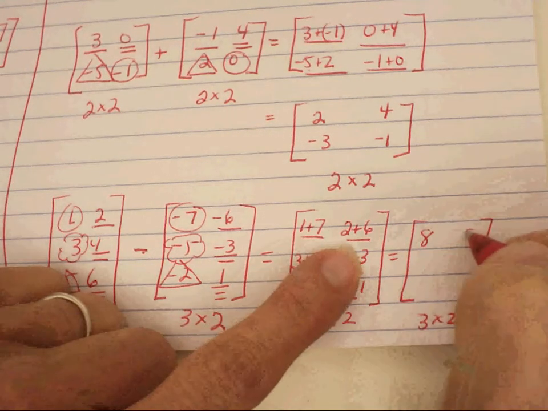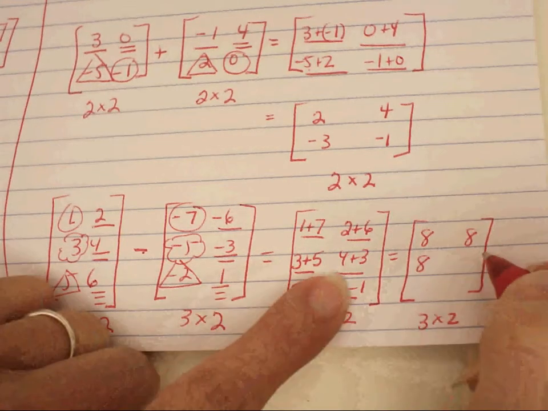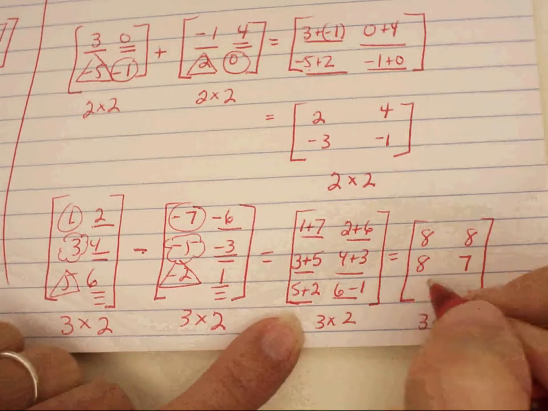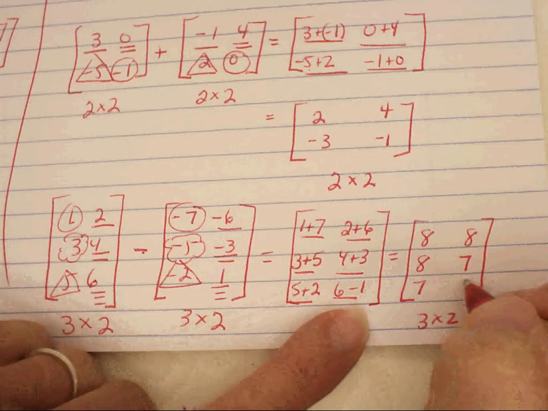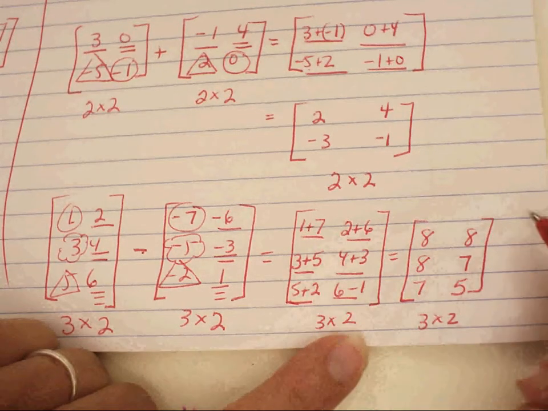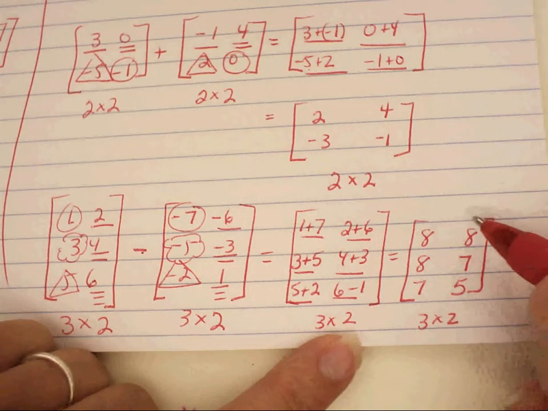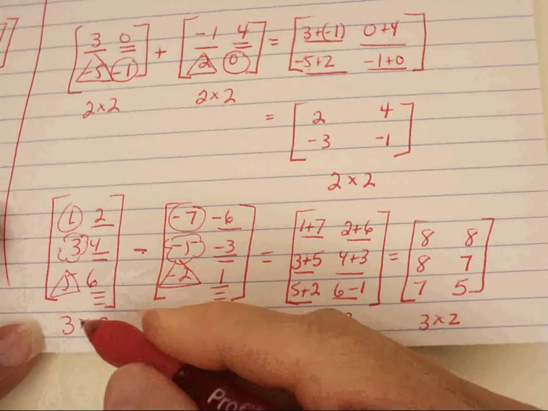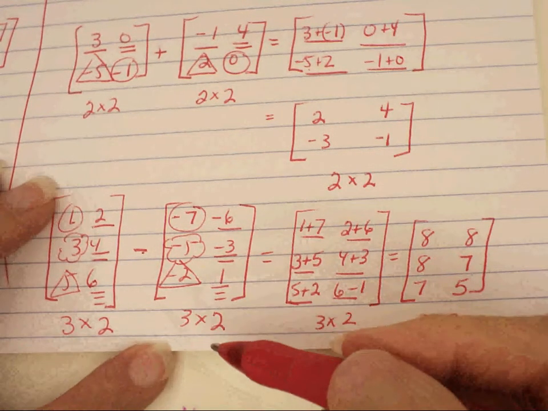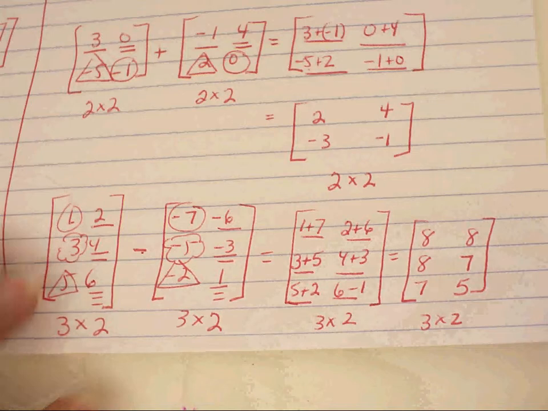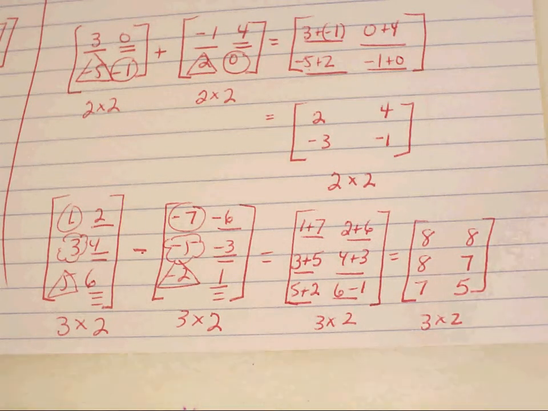We have 6 small problems to work to create our final answer matrix. 1 plus 7 is 8, 2 plus 6 is 8, 3 plus 5 is 8, 4 plus 3 is 7, 5 plus 2 is 7, and 6 minus 1 is 5. For our answer matrix, a 3 by 2 subtracted from this 3 by 2.